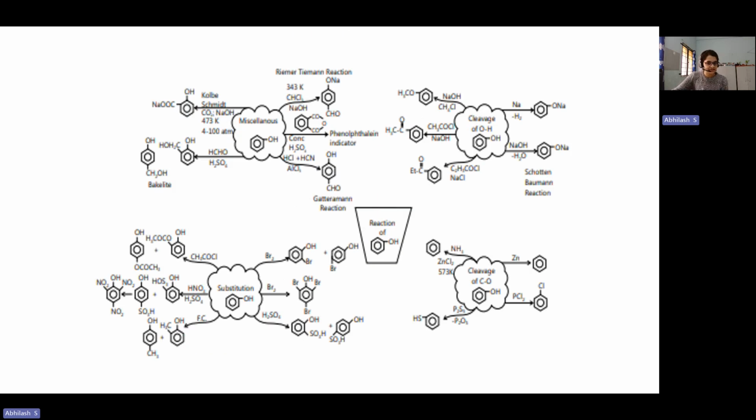And these are the reactions of phenols, where it can react with many compounds and form drugs, as I told before, like aspirin, and there is the esterification reaction of phenol and the Reimer-Tiemann reaction. These are all there in this, and this is about my topic of phenol.